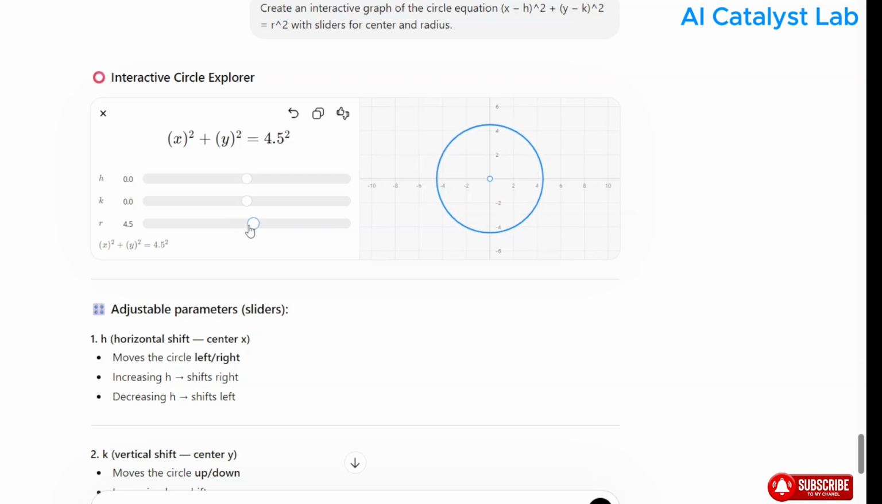So in this way we can interact with the different equations. Before this you may have had a summary of this, but now you can have a complete visual of all these equations.